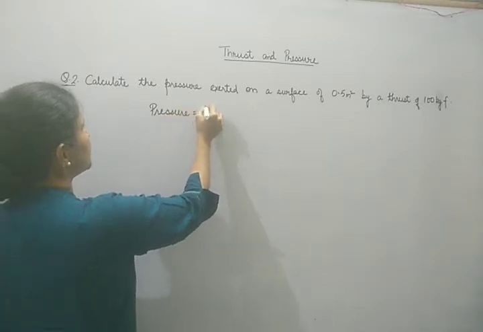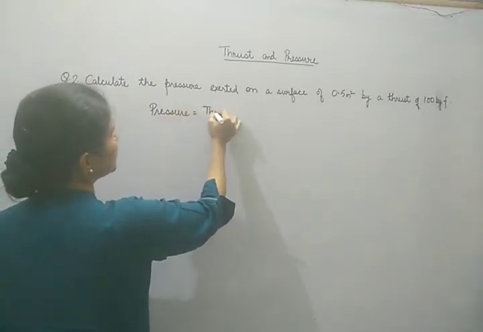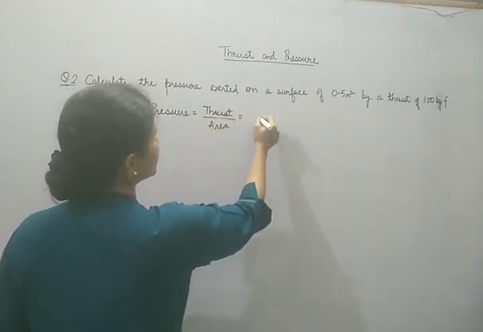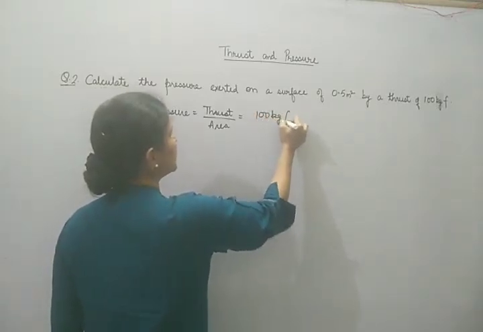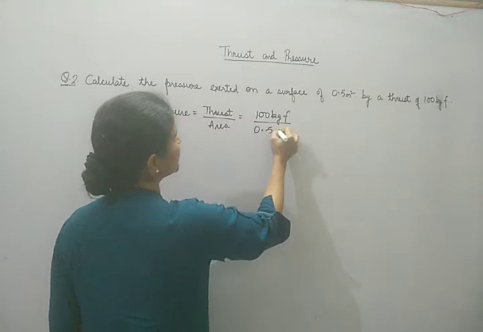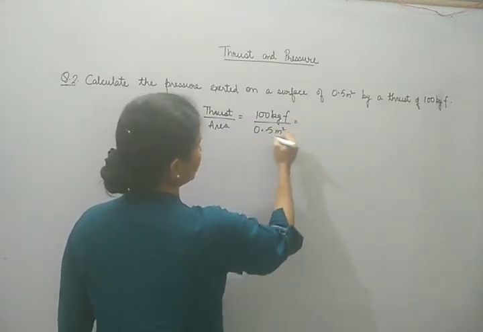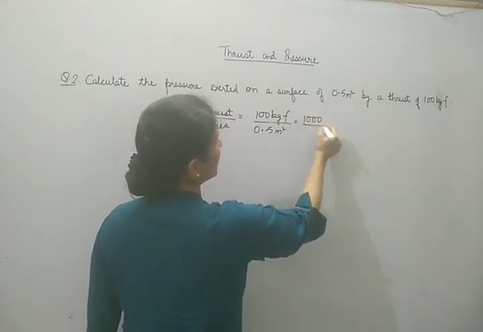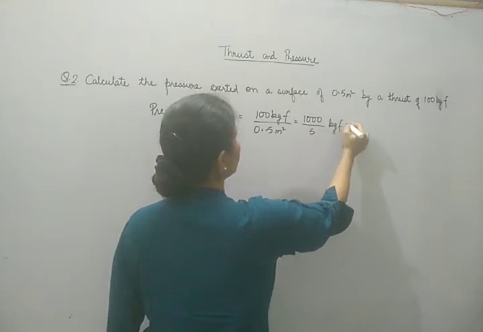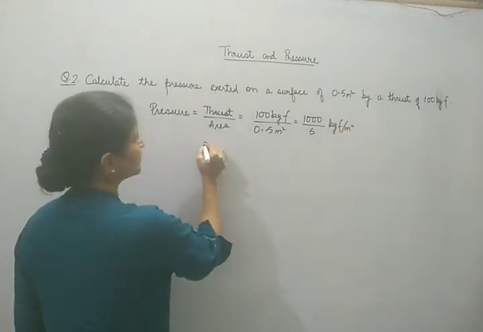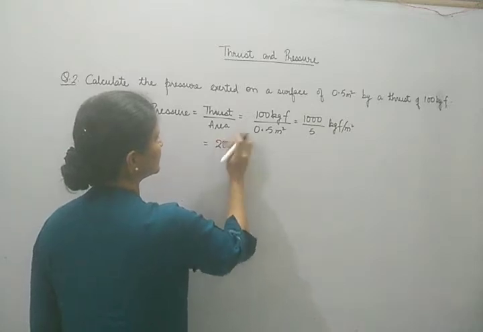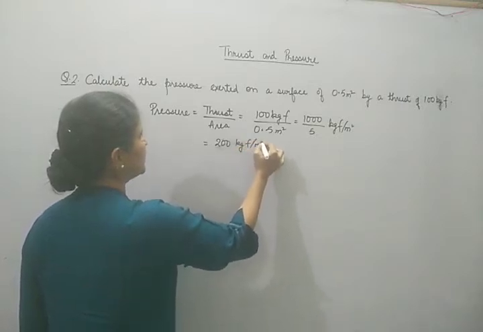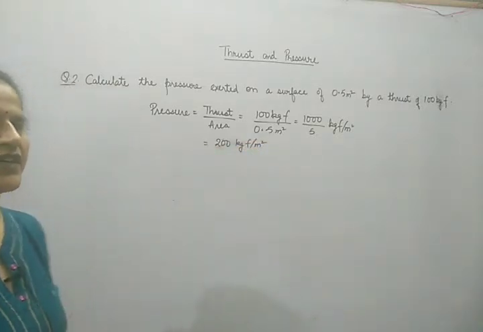Pressure will be equal to thrust upon area. The thrust in the question is 100 kg force and the area given is 0.5 meter square, which will give us 1000 upon 5 kgf per meter square, which is equal to 200 kilogram force per meter square. So this is pressure which is calculated in the gravitational units.